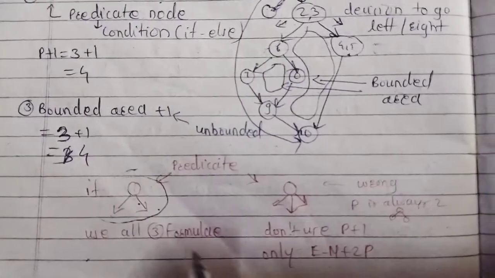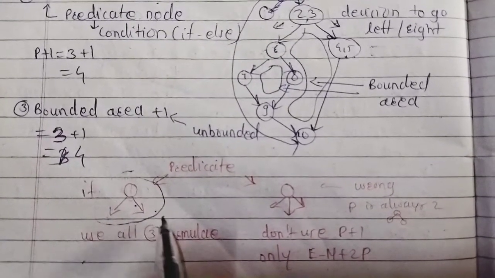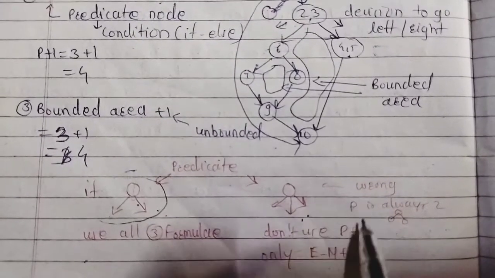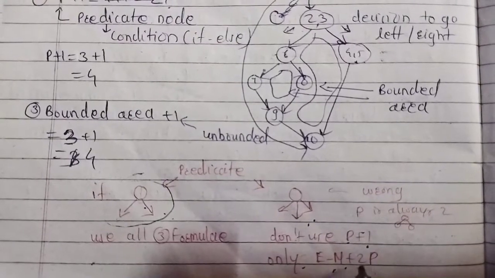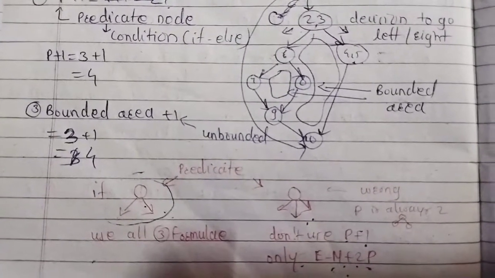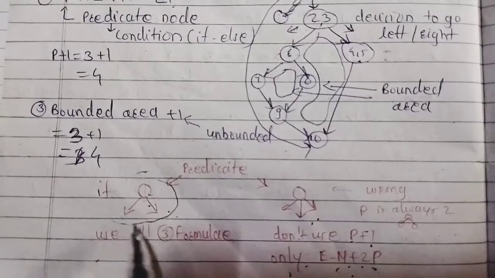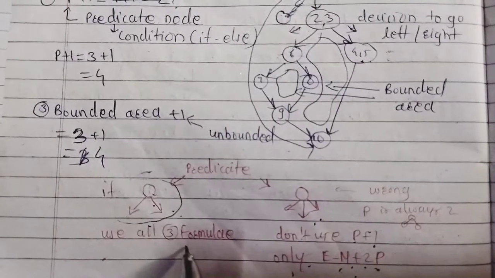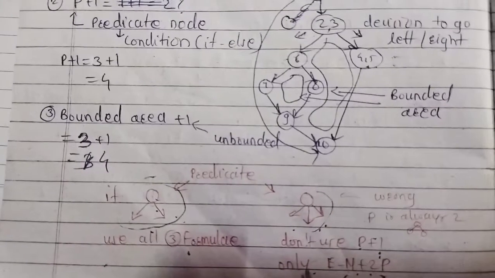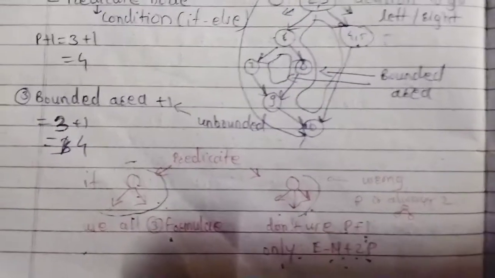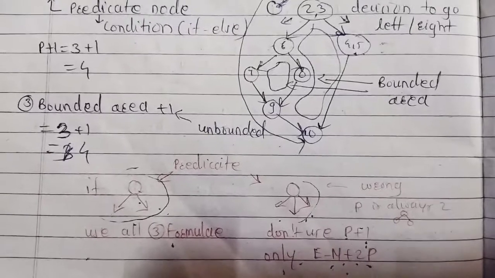If you have a query, like if there are three children from a node, then don't use the formula P plus 1, only use the formula E minus N plus 2P to find the cyclomatic complexity. If this type of node is present, don't find predicate nodes, only use the E minus N plus 2P formula.